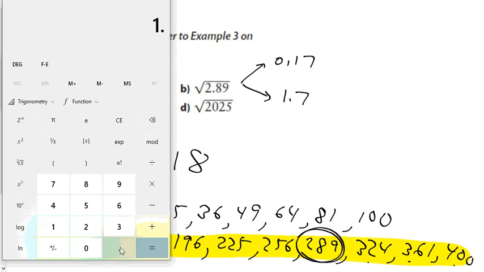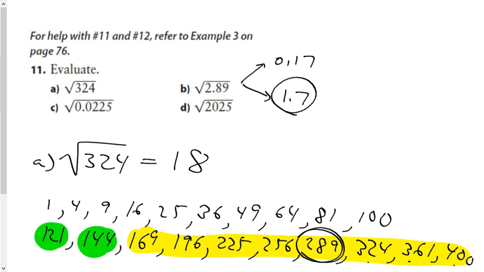I'm going to grab my calculator, 1.7, if we want to use a square button, or you can just multiply it by itself, and you get 2.89, which is correct. So the square root there is 1.7.